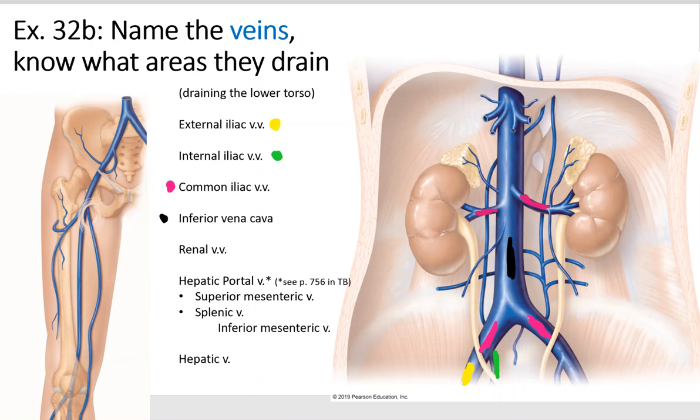I want you guys to look at the video for this stuff, because I think they do a really nice job of explaining that, and I don't think this model or the picture I have available talks about this. And please see page 756 in your textbook to kind of understand the tributaries. Like this is a tributary of splenic, and then splenic is a tributary of superior mesenteric, and they all feed into the hepatic portal vein.